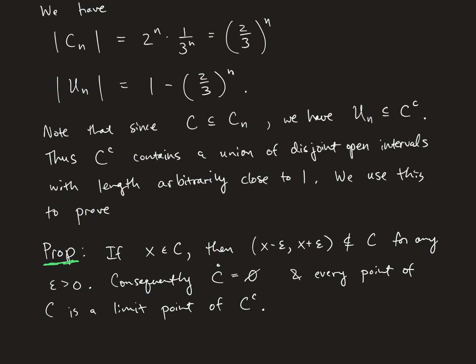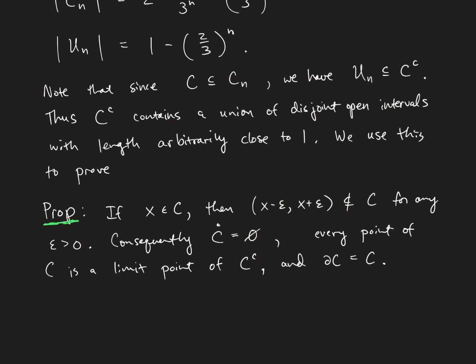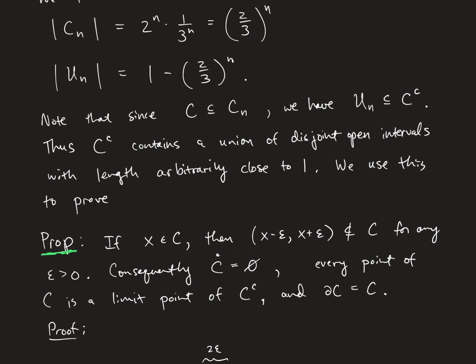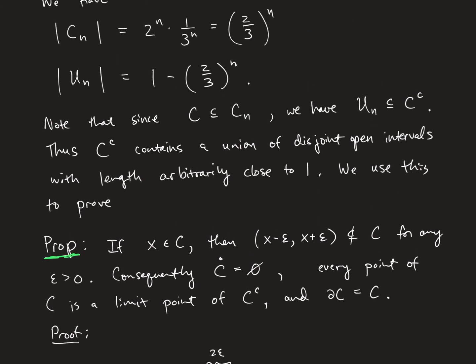And there's one other thing, so I'll just add in a comma here: the boundary of the Cantor set is just the Cantor set itself. And the basic idea of the proof here is quite simple from what we've done. If you have x in the Cantor set and you have the interval from x minus epsilon to x plus epsilon, this thing has length 2 epsilon, right? And the complement of the Cantor set we know contains all of these U_n sets.